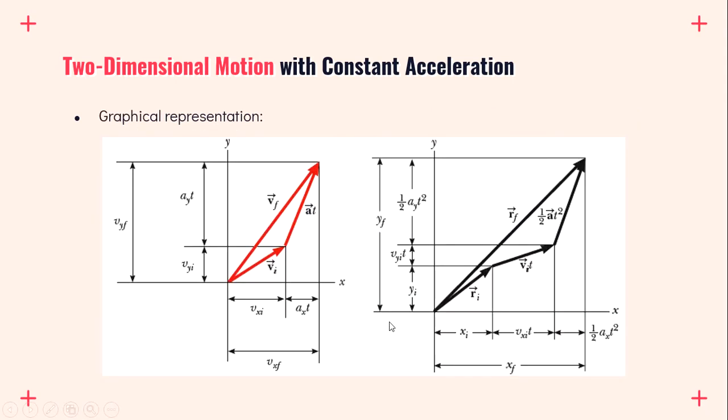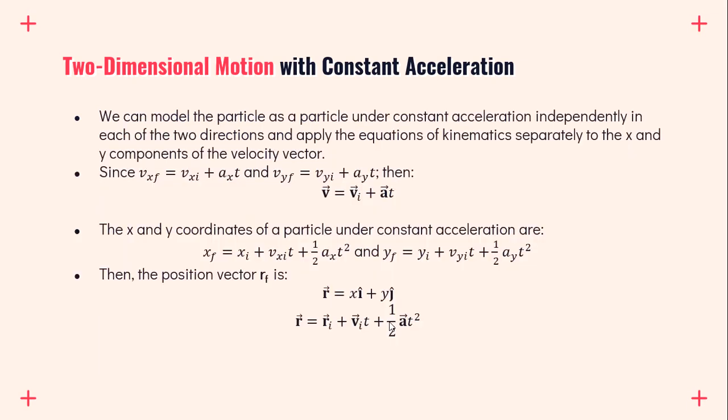So, for the graphical representation, I have here two figures. The graphical representation of the first equation. Sorry, let me look at that. So this is this equation: V is equal to Vi plus At.